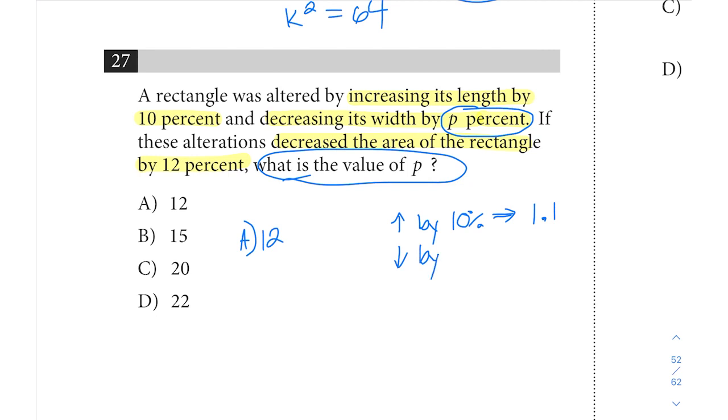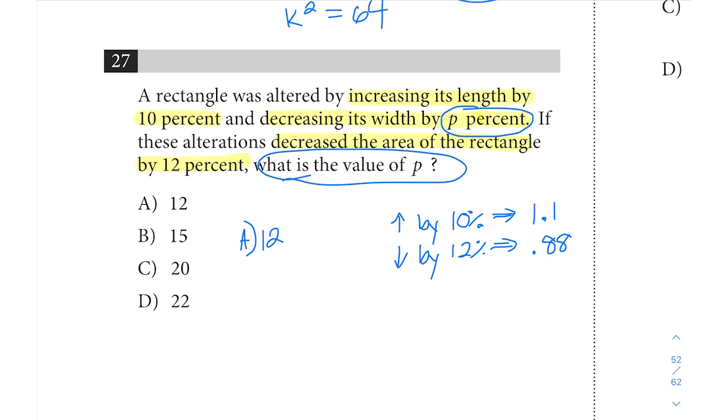So if we decrease the width by p%, that means that for answer choice A, if we're decreasing by 12%, that means it's 100% minus 12%, which would be 88%, or we'd be multiplying by 0.88.